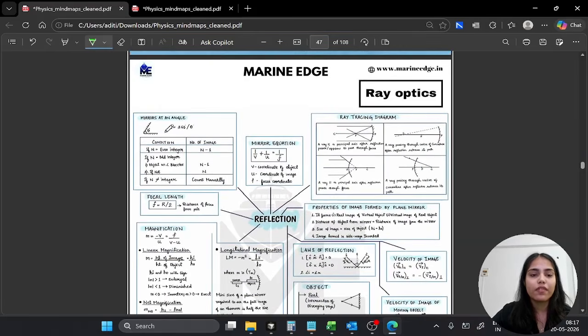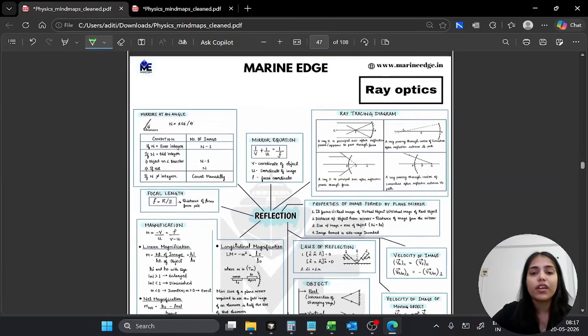First of all, let's say we have two mirrors that are placed at an angle theta. How many images will be formed because of this theta? You divide 360 by whatever value of theta you are getting, and that will give you the value of n. If n is an even number, the number of images formed will be n minus 1. If n is an odd number, the number of images formed will be n. And if n is not an integer, you have to count.